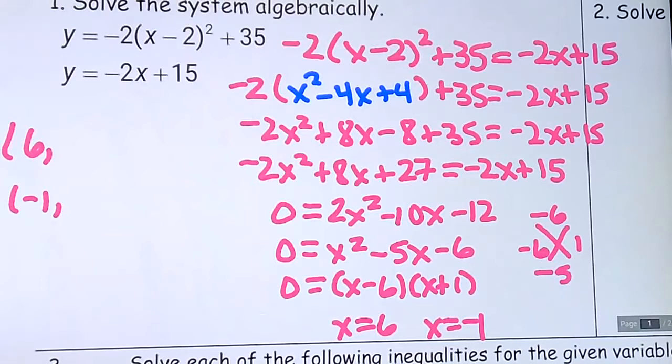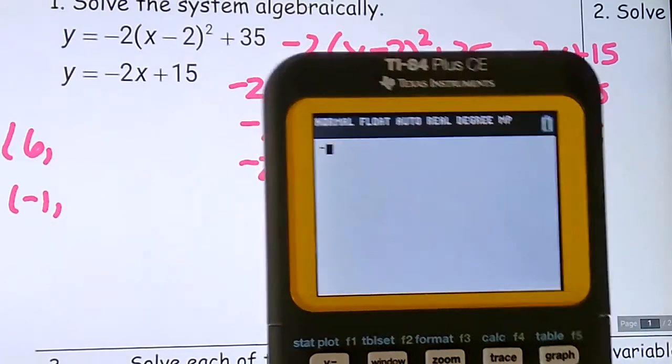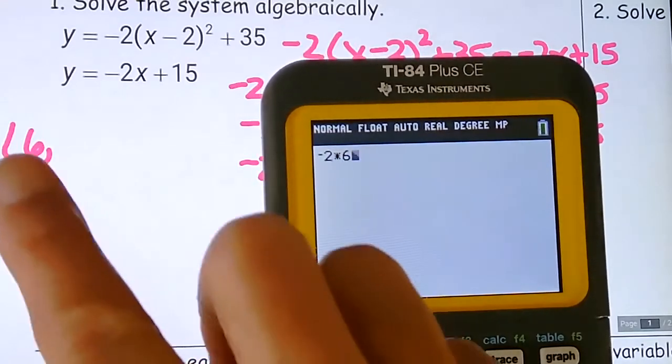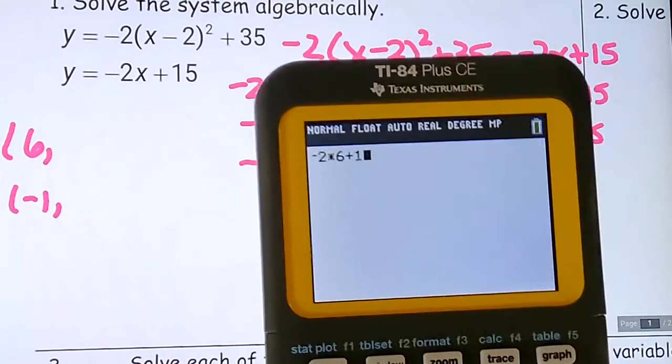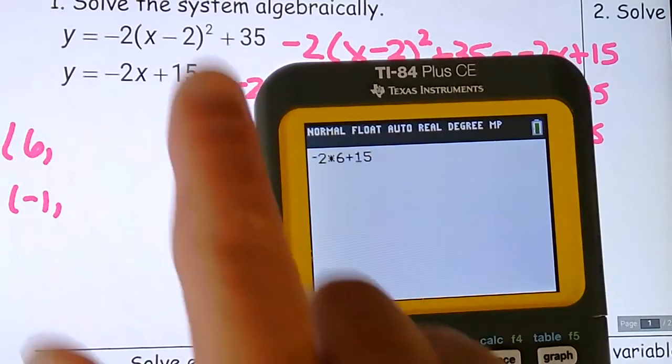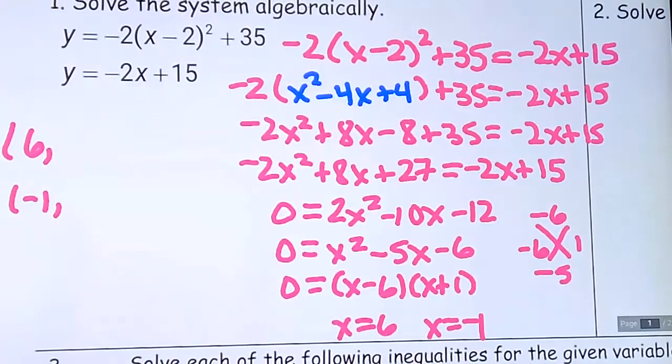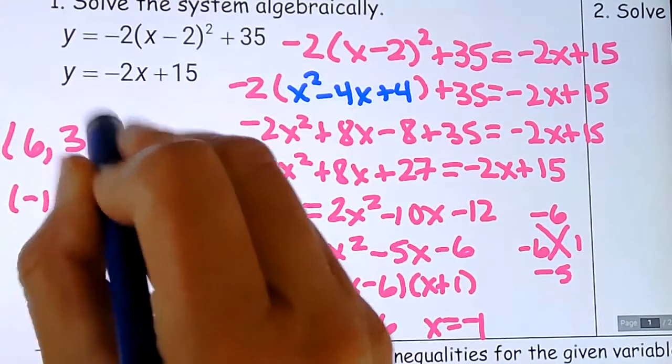I'm just going to use the calculator just to show you what I'm doing. So I'm taking negative 2 times my 6, and then I'm adding 15. I chose this one because I just didn't want to do all of this. You can choose either one. And I got a 3, so 6 comma 3.